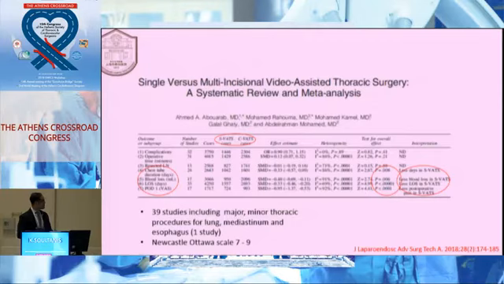Pretty much as the previous meta-analysis, this one favors UniVATS over multi-VATS in the fields of chest tube duration, blood loss, length of stay, and pain on day 1. However, no differences are documented in the field of complications, operative time, and of course, lymph node dissection.